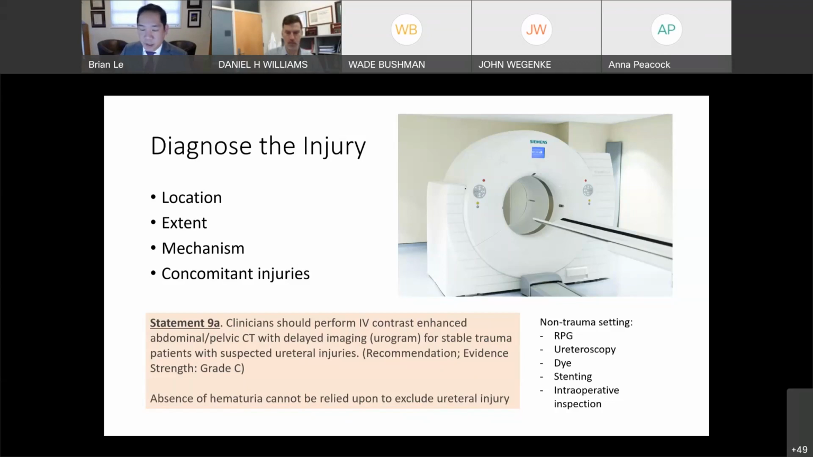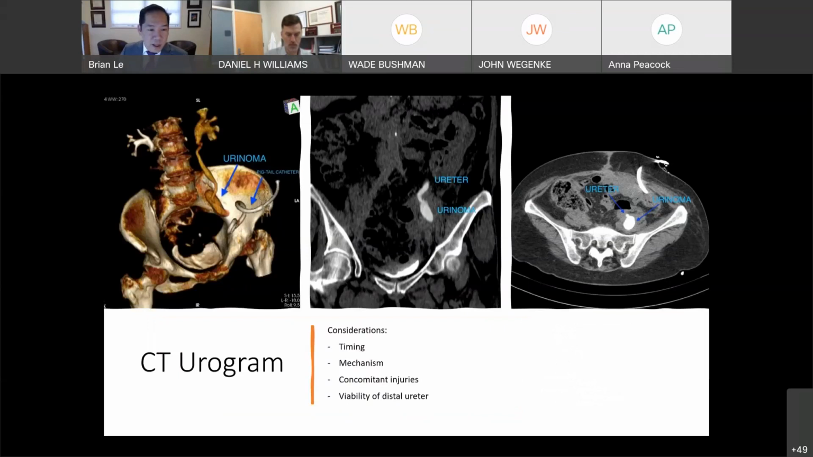If the trauma service says, oh, we were in there, we looked at the ureters, they looked fine, when you hear in the morning, that does not necessarily rule out ureteral injury, because it can be missed. So CT urogram: you don't always get a 3D reconstruction, but it's just nice for presentations.